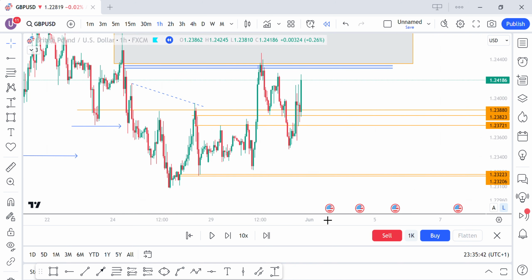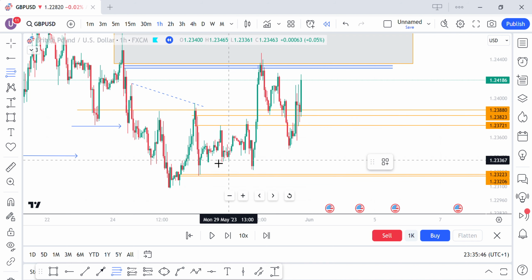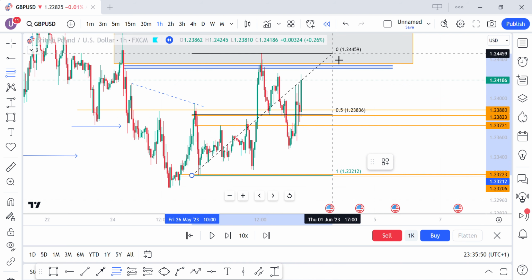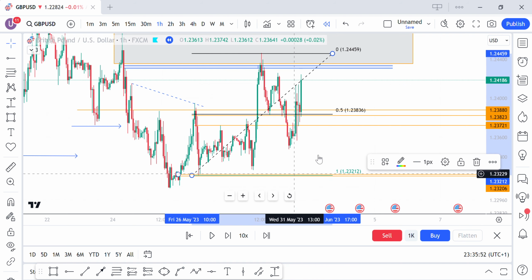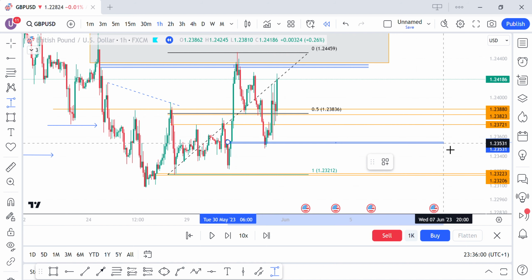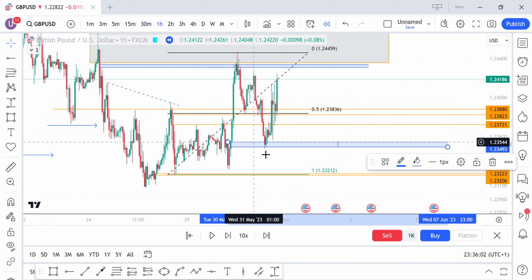Then I can draw my Fibonacci, which will be a very scary trade. I look for the nearest break of structure here, so I'll take it from here to this level here. And you can see what I told you guys: fair value gap is very important. There's a fair value gap here, there's a fair value gap here, and it's reacted.